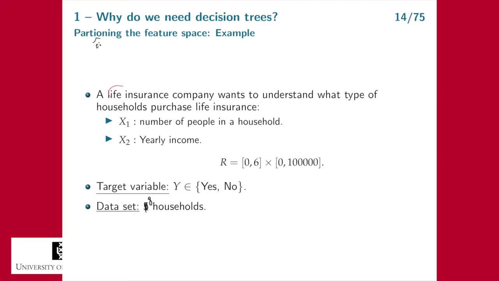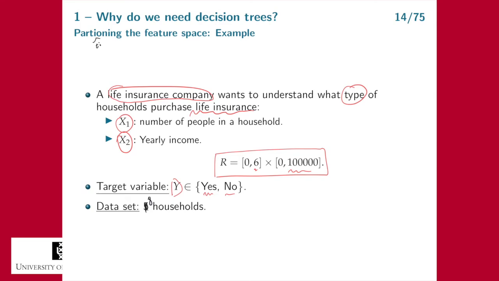Let's have a look at a second example. In this case, we have a life insurance company that wants to understand what type of households are purchasing a life insurance contract. And in order to make that prediction, we look at two variables. We have X1, how many people are living in that household, and X2, the yearly income. And we assume that this is the feature space. So we have households up to 6 people, and we have a yearly income up to $100,000. The target variable that we try to predict is Y. It's just yes or no. Either you have life insurance or you don't.